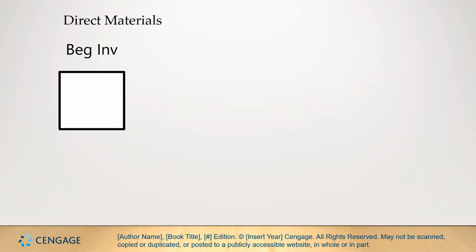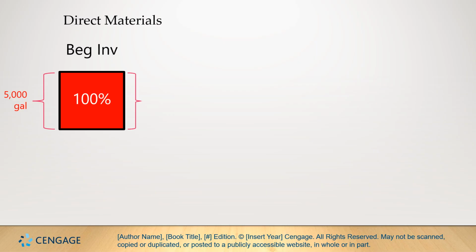Consider now direct materials. Again, imagine this box represents our beginning inventory of 5,000 gallons in whole units. We said our beginning inventory is 70% complete, but we also said that all direct materials are added at the very beginning of production. For beginning inventory, production began last month, so all 100% of materials are present as of the beginning of the month. The equivalent units for our beginning inventory is therefore 5,000 gallons.